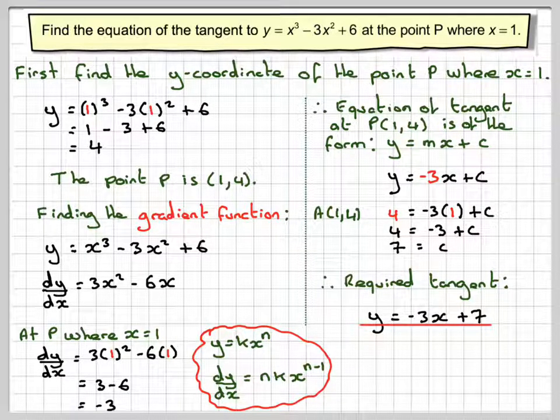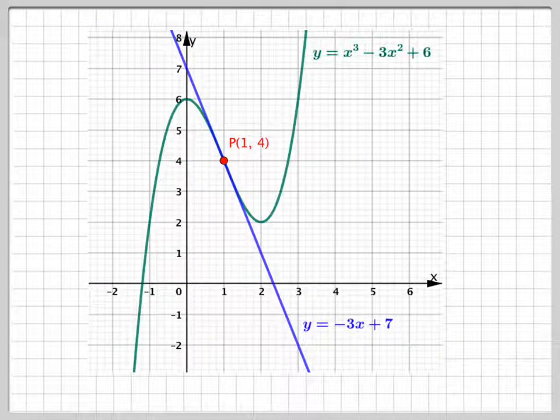Now, to illustrate that, I've got this graph here. So here is the graph of y is equal to x cubed minus 3x squared plus 6. Here is the point 1, 4 on that curve, and this is the tangent drawn at that particular point to the curve. And we can see its equation is y equals minus 3x plus 7.